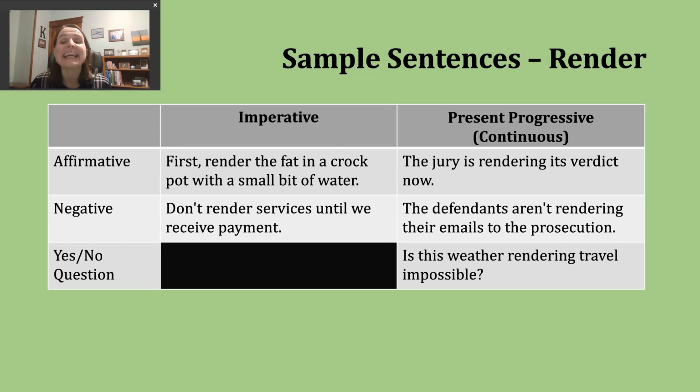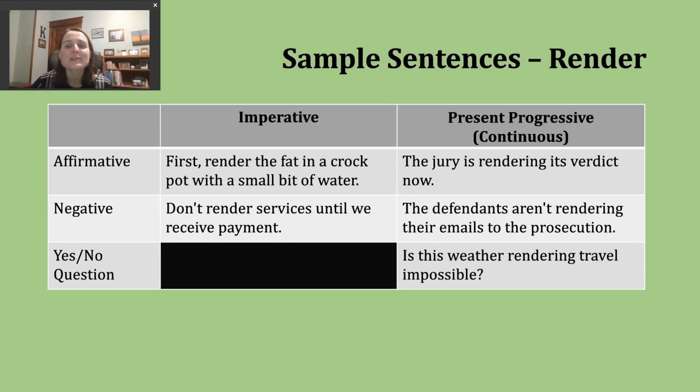Now, if you want to make a negative present progressive sentence, what you need to do is, again, start with your subject, use the form of be that matches, then use not, and then the ing form. Here's another example. The defendants aren't rendering their emails to the prosecution. This goes back to one of those earlier definitions where we talked about submitting something for inspection. That's what's being discussed here.